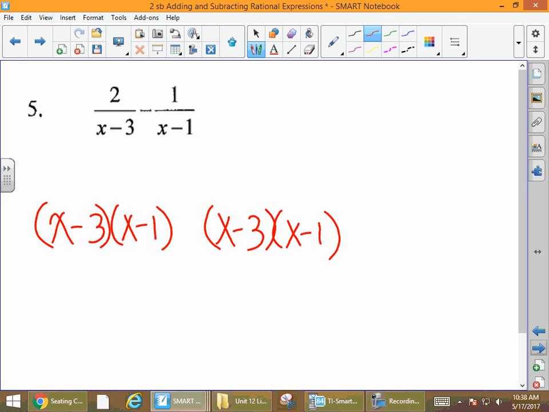Sometimes it won't be the least common. But we can't factor x minus 3. We can't factor x minus 1. We do need to be really careful because we're subtracting.